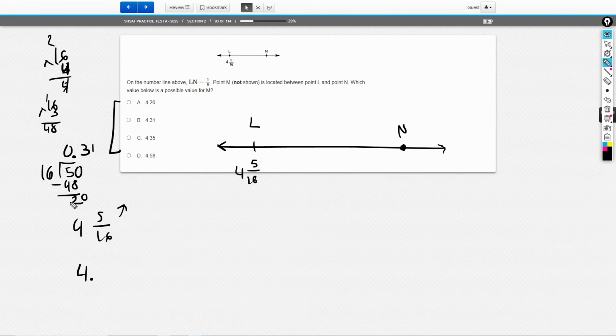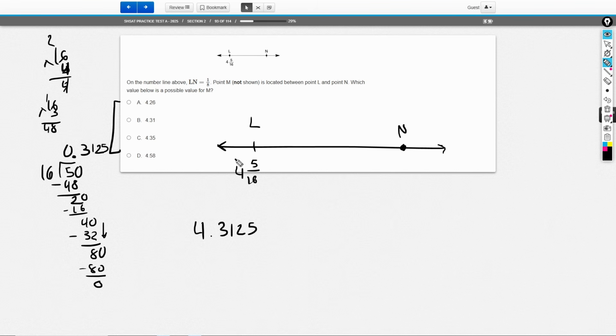Carry down the 0. 16 goes into 20 one time. So now subtract, and I'm left with a 4. And I'm going to carry down the 0. 16 goes into 40 how many times? 2 times to get 32. Minus that, 8, carry down a 0. How many times does 16 go into 80? 5 times. That's 0. So the division here wasn't hard. And I'm left with 4.3125. That's what 4 and 5/16 is equal to.